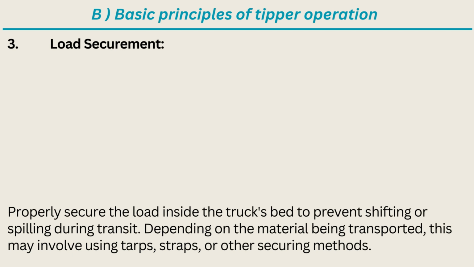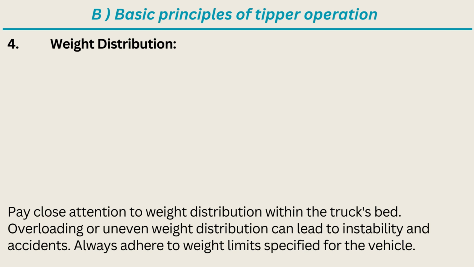3. Load securement. Properly secure the load inside the truck's bed to prevent shifting or spilling during transit. Depending on the material being transported, this may involve using tarps, straps, or other securing methods. 4. Weight distribution. Pay close attention to weight distribution within the truck's bed. Overloading or uneven weight distribution can lead to instability and accidents.